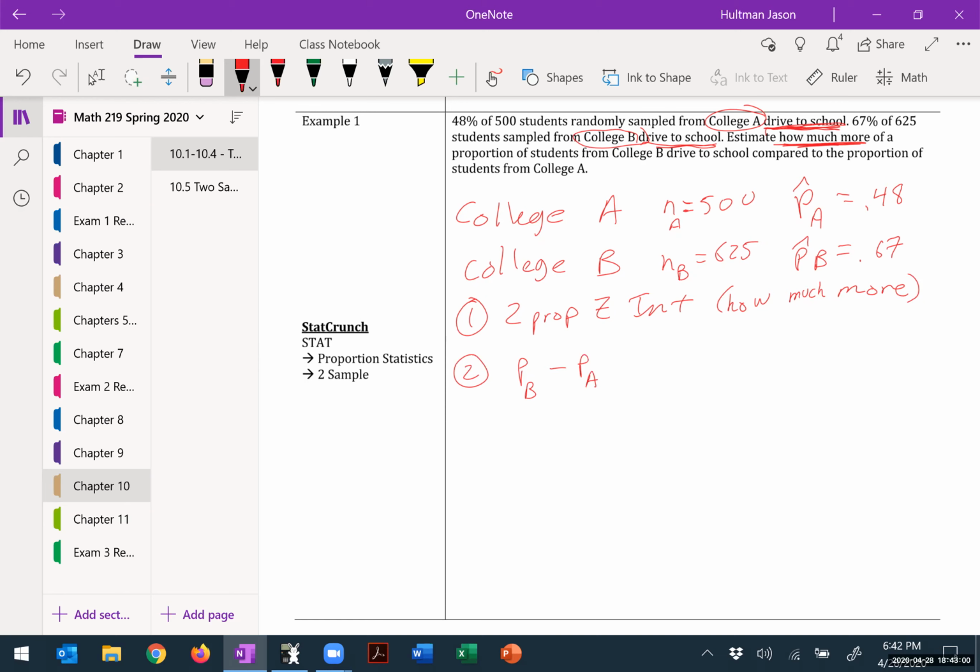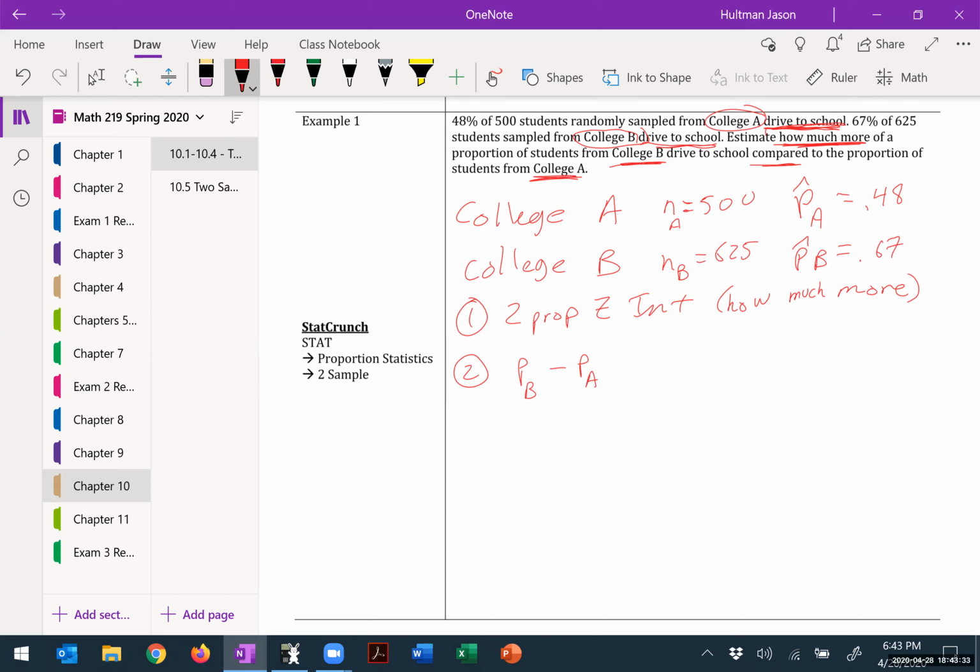Okay. Professor, just curious, why is college B your P1? Because it says, estimate how much more of a proportion of college students from college B drive to school compared to the proportion of students from college A. Okay, thank you. I just went in order there. They compare B to A. Okay, so we want the difference in the proportions.